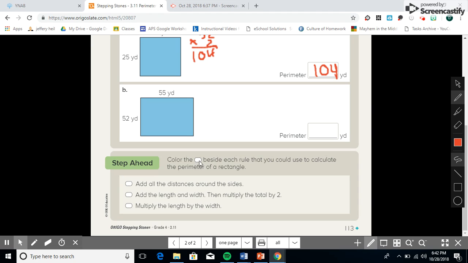Step ahead says color the circle beside each rule that you could use to calculate the perimeter of the rectangle. So there may be more than one correct answer, so be aware of that when you look, and see if all of these will help you calculate the perimeter of a rectangle. Remember all the strategies that we've been learning the last couple days. So go ahead and do that, and then we will be done.